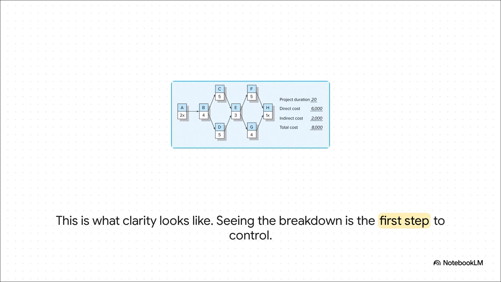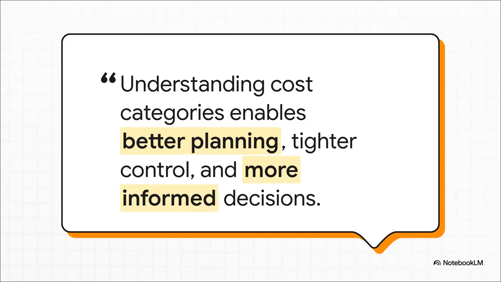When you can look at a budget and confidently put every dollar into one of these three buckets, you've just unlocked a seriously powerful tool. Just seeing the breakdown is the absolute first step to taking real, meaningful control. At the end of the day, it all boils down to this one idea. Understanding these cost categories gives you a much, much clearer financial picture. And with that picture comes better planning, tighter control, and smarter decisions. And let's be honest, that's the whole game, isn't it?